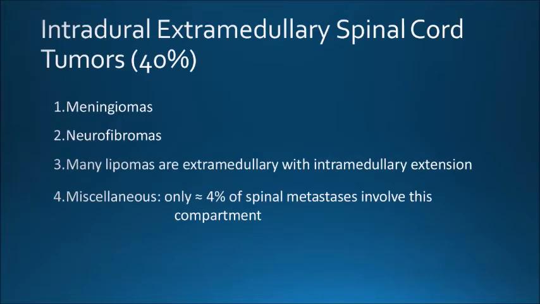Then coming to intradural extramedullary spinal cord tumors, which comprise 40% of the total spinal cord tumors, and here the commonest tumors are the meningiomas and neurofibromas. Then we can also have the lipomas. They can be extramedullary and with intramedullary extension. Then we can have the miscellaneous ones, like the spinal mets, which can also involve this space.